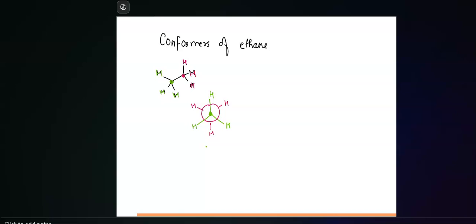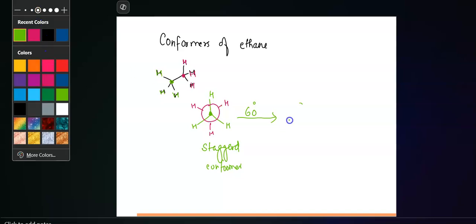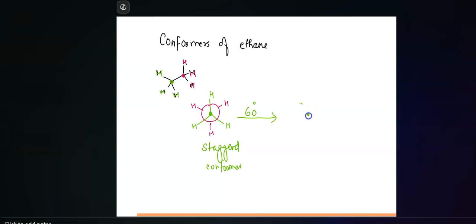This is what is called the staggered conformer, and when I rotate it through 60 degrees along the dihedral angle, which is hydrogen, carbon, hydrogen, that's the dihedral angle, you can get the eclipsed, the other conformer, where again you can keep the front carbon atom intact.